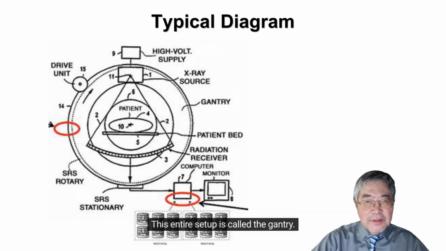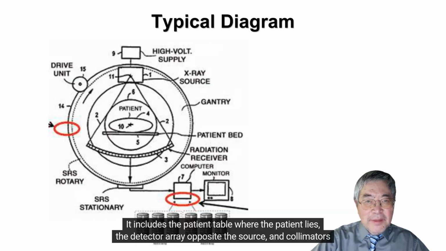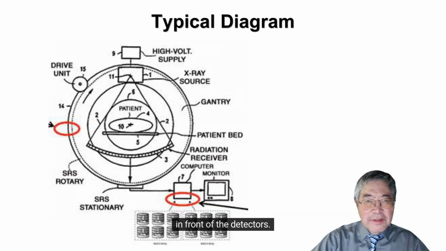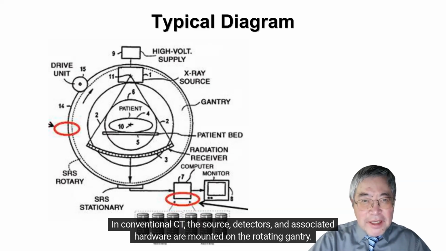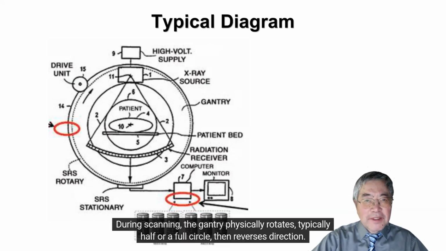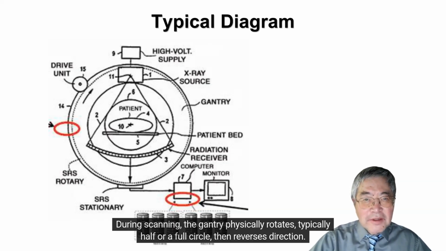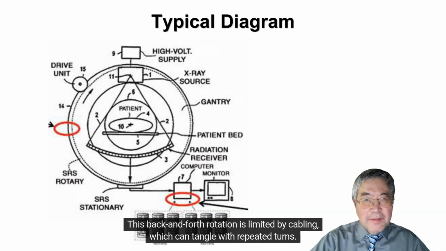This entire setup is called the gantry. It includes the patient table where the patient lies, the detector array opposite the source, and collimators in front of the detectors. In conventional CT, the source, detectors, and associated hardware are mounted on the rotating gantry. During scanning, the gantry physically rotates, typically half or a full circle, then reverses direction. This back-and-forth rotation is limited by cabling, which can tangle with repeated turns.